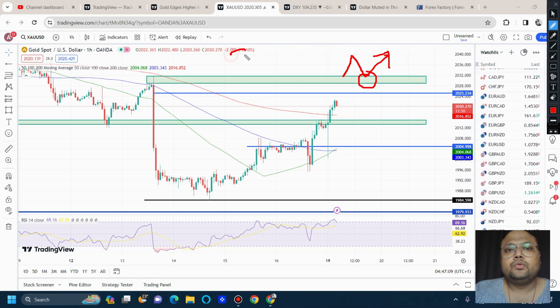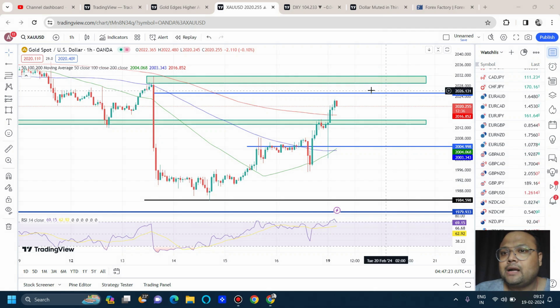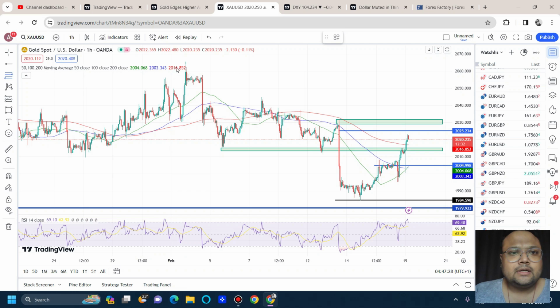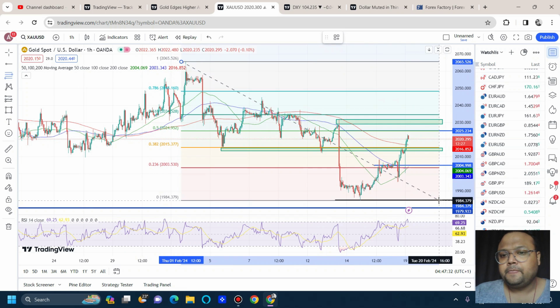So 2032 to 2028 is the level where we can look for a sell if the market reverses from there, and if the market shows extreme buying or bullishness, we can go for a buy as well. And you can see that I have also marked a line at 2025. 2025 is for risky traders. You can look for a sell.